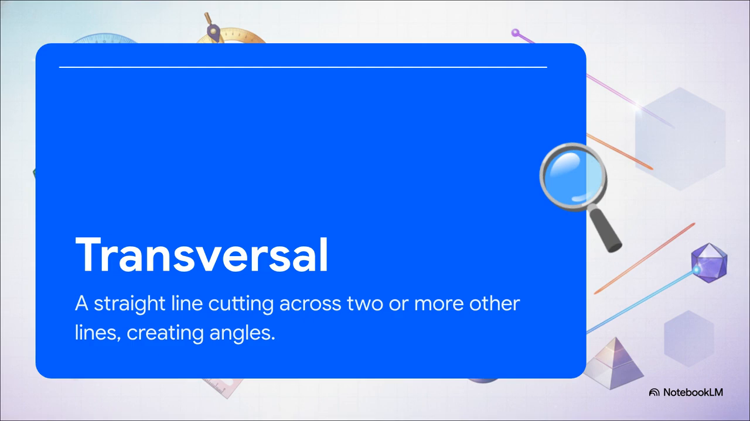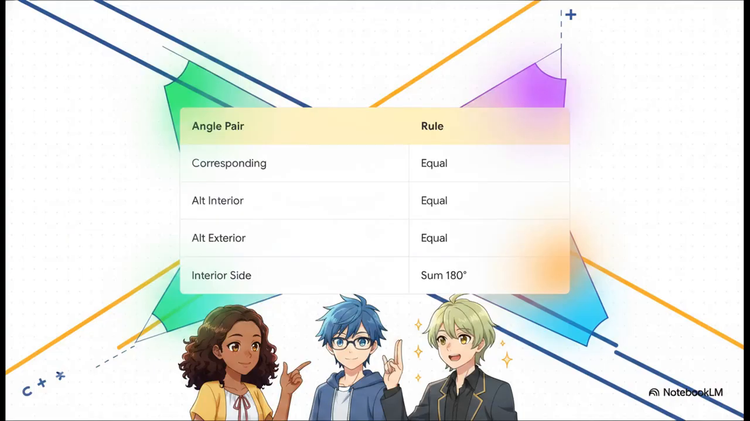When that transversal line cuts through lines that are specifically parallel to each other, it's like magic. Corresponding angles? Perfectly equal. Alternate interior angles? Also equal. Alternate exterior angles? Equal too. The only exception you really got to watch out for is the interior angles on the same side of the transversal. Instead of being equal, they are supplementary, meaning they add up perfectly to 180 degrees.